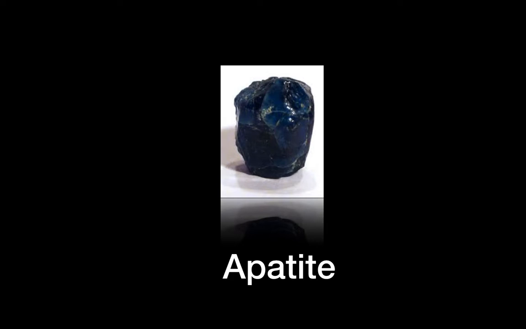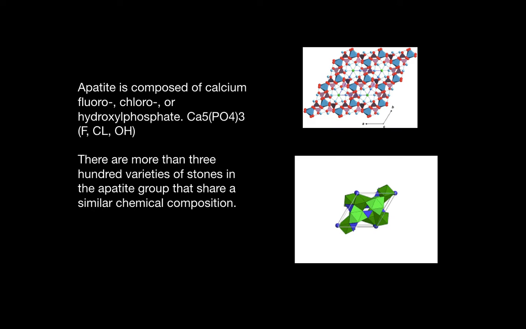Good evening. Tonight's stone is apatite, a stone that affects the wood temperament. Apatite is composed of calcium, fluoro, or chlorohydroxyl phosphate. More than 300 varieties of stones exist in the apatite group that share a similar chemical composition to each other. As you can see on the right, the structure of apatite is hexagonal in 3D.